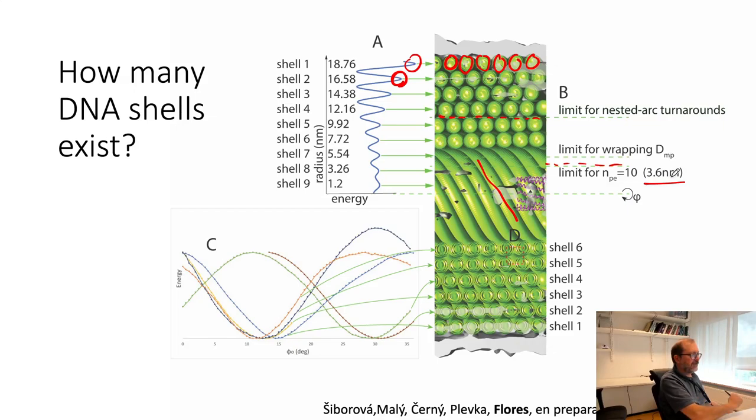And actually, from shell 6 inwards, I don't know how these are being packaged. The data gets noisy, and I can't find a combination of points of entry and pitch and radius and so on that would tell me very clearly how many points of entry I have. So that part is unclear. It's clear to me that there are shells there. It's not clear to me how many points of entry they have.